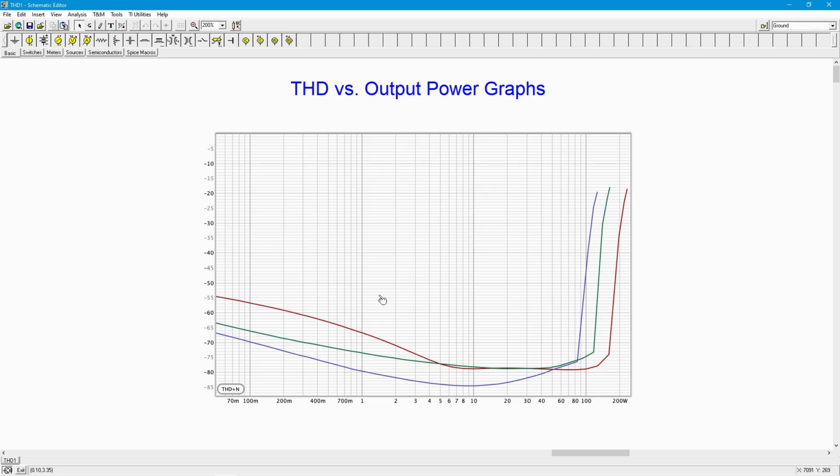Okay, well, I think we've pretty well exhausted this. Is that the end of the story? The answer is no, that is not the end of the story. There's also something called IMD, intermodulation distortion. But that's a story for another day.